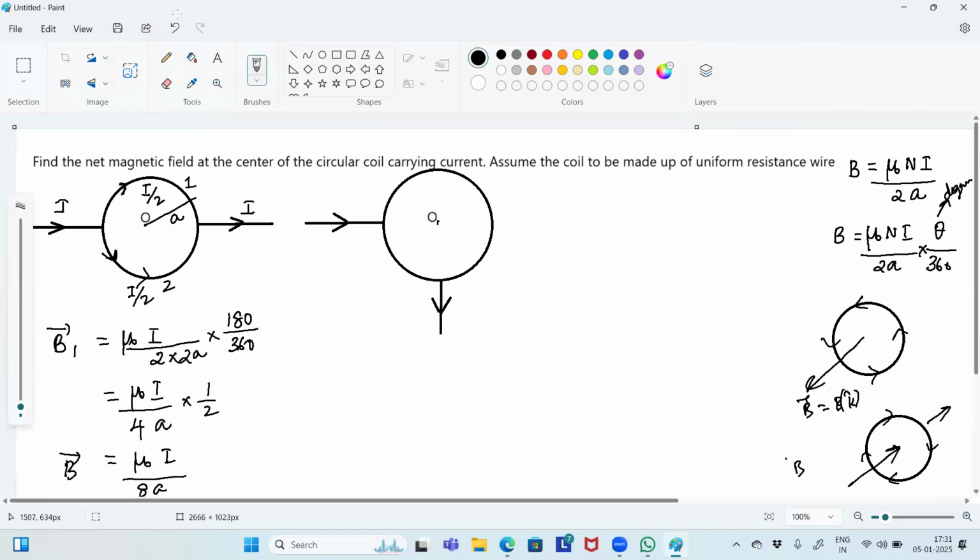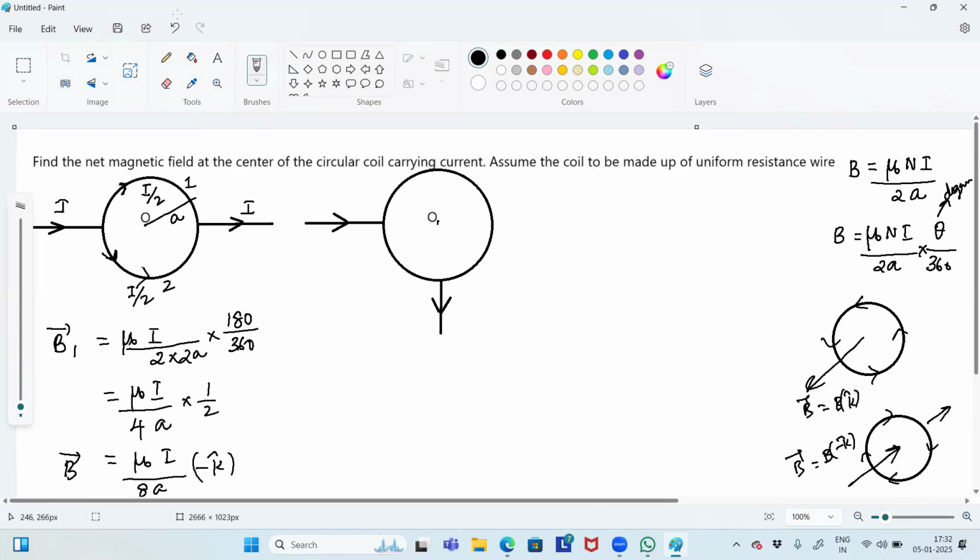So B, whatever value you calculate for a circle, semicircle, or part of a circle, it will be into the screen. So here segment 1 is carrying current in the clockwise direction. So for clockwise direction, the field is into the paper. It will be along minus k cap.